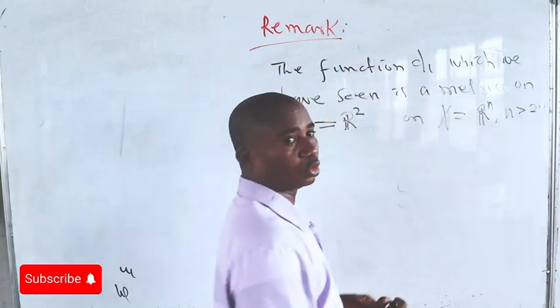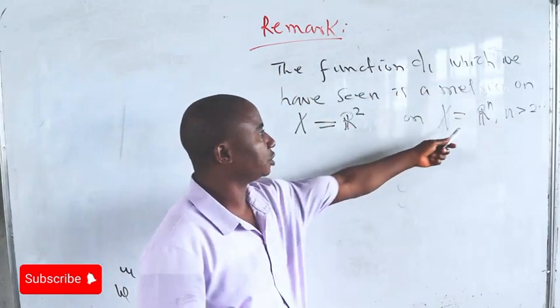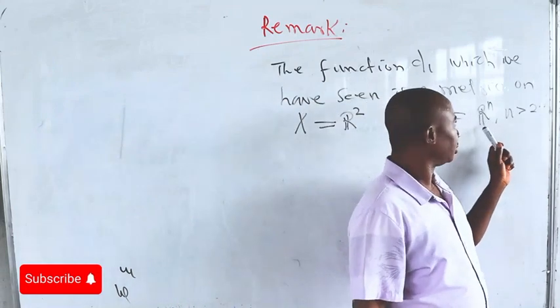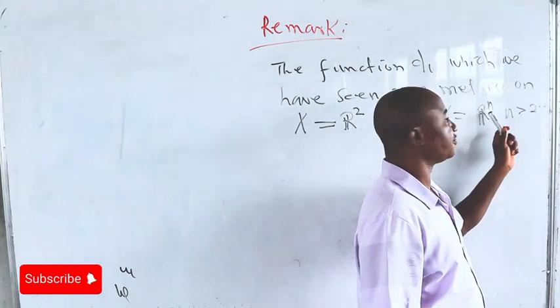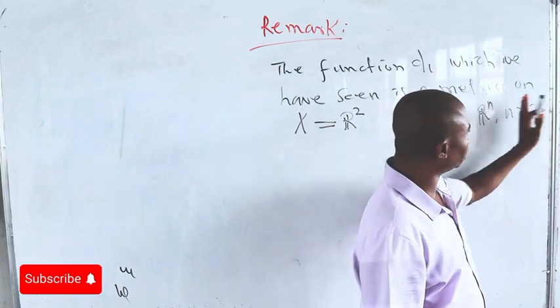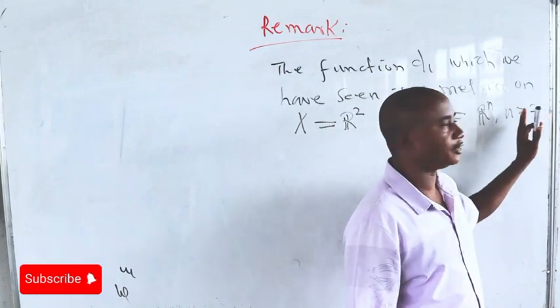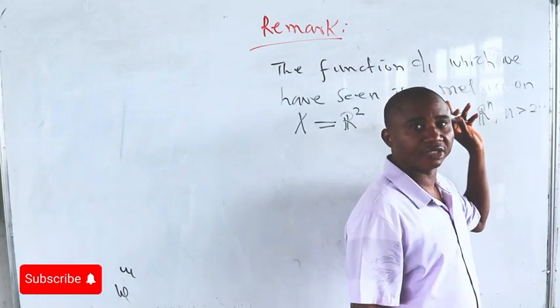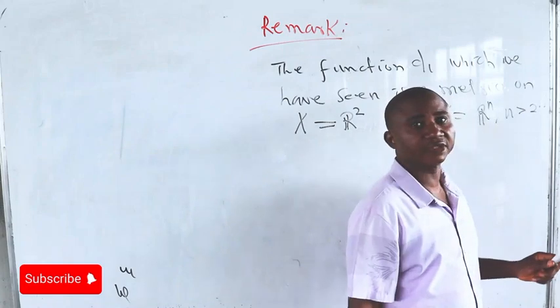Because for n equal 2, we have dealt with that. So we can also show that d1 is a metric on Rn. That means when n is 3, we have R3, R4, R5, and so on and so forth. On all those finite dimensional spaces, the function d1, if we define it in the way we defined it before, also remains a metric.